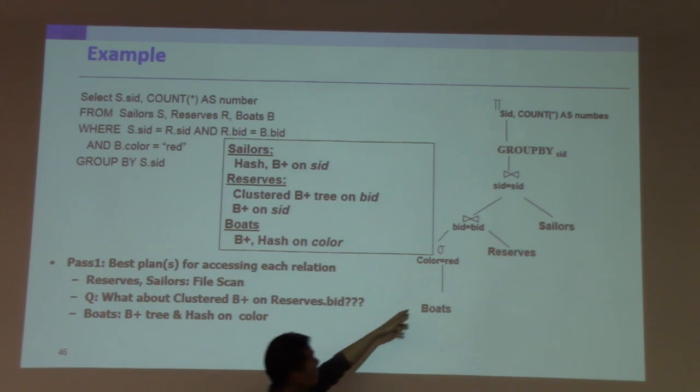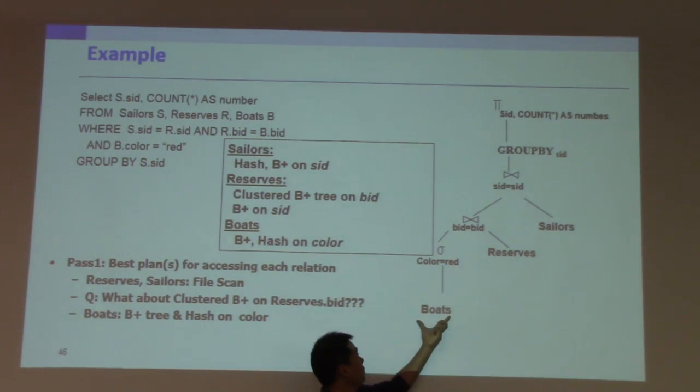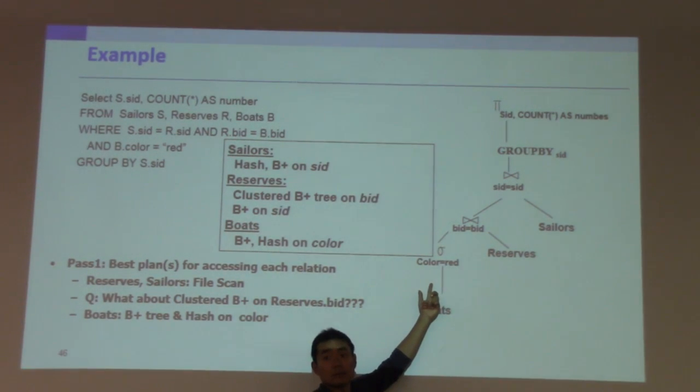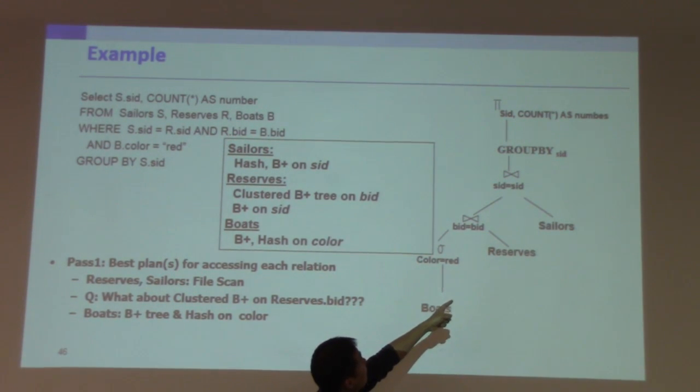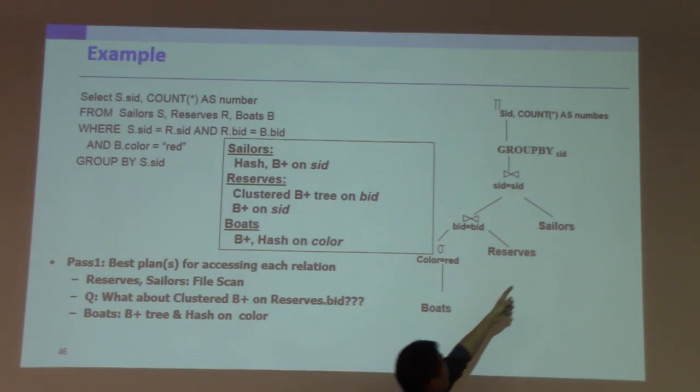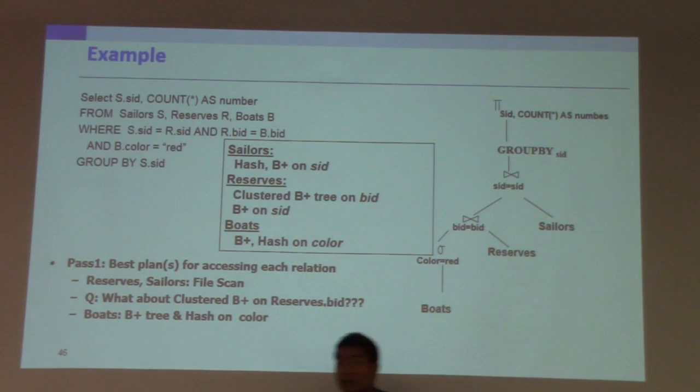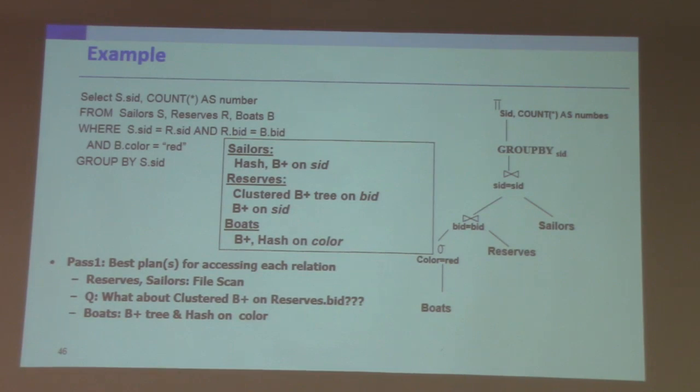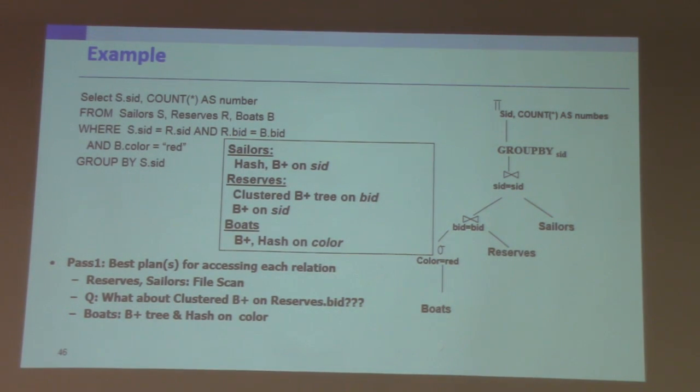So the selection condition on both is color equal to red, right? What about reserve? Currently there is no condition on reserve, and there is no condition on sailors. So what do I mean by best one relation plan? Well, for both, I basically evaluate all my different choices and look at what's the best way to execute this selection condition on color over both.